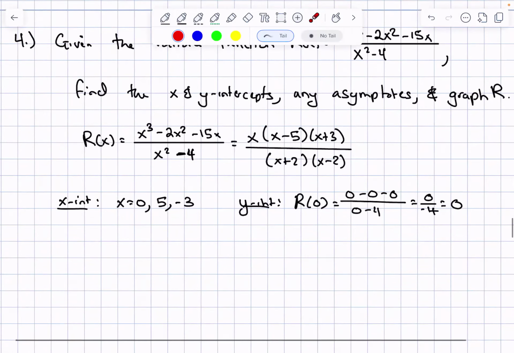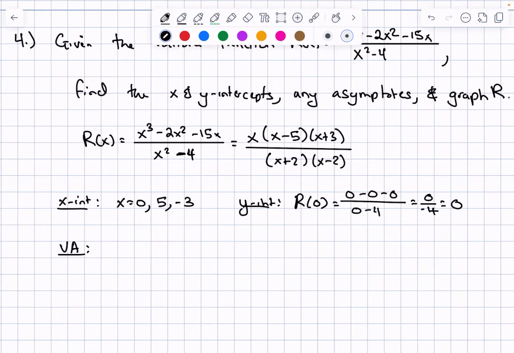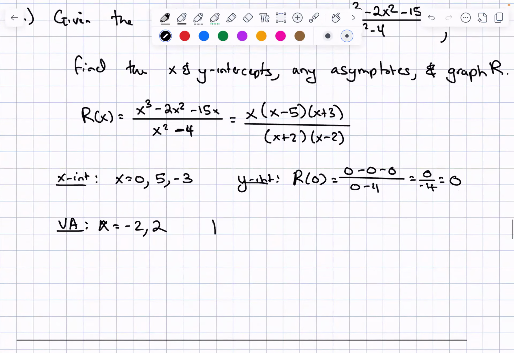Now, we had no holes, but we do have vertical asymptotes where the new denominator equals 0. The new denominator and the old denominator end up being the same thing because nothing canceled, but regardless, that gives us x equals negative 2 and positive 2. So, last thing is to look for HAs, of which there are none.